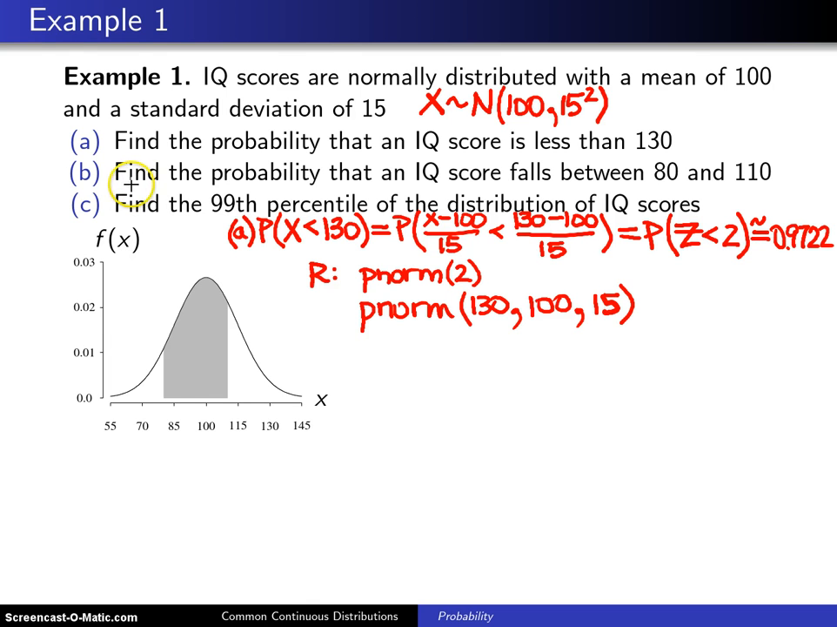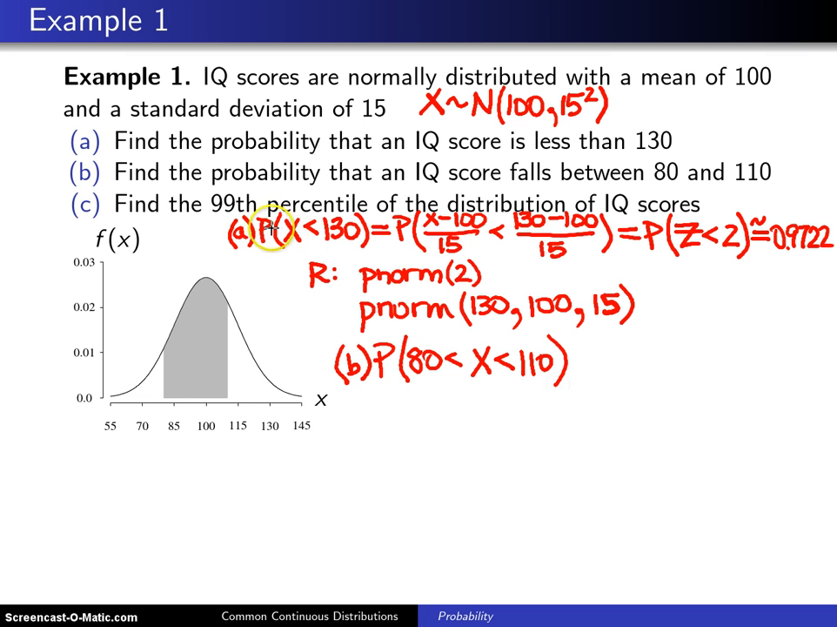Now the second part to this problem is find the probability that an IQ score falls between 80 and 110. And that's what I have shaded right here. This is the area underneath the normal PDF of a normal random variable with mean 100 and standard deviation 15. And this shaded area here runs from 80 to 110, and that's what we're calculating in part B. So the probability that 80 is less than X is less than 110.